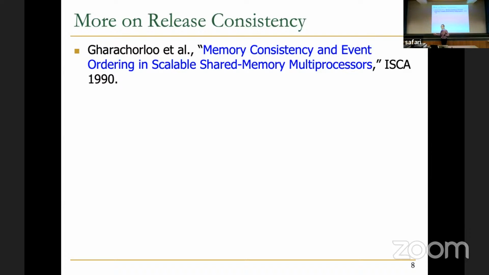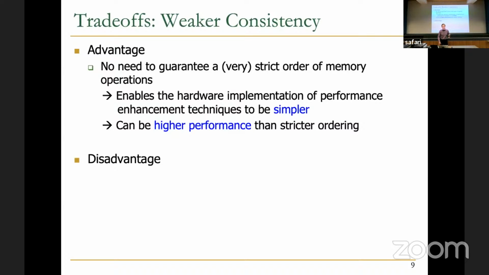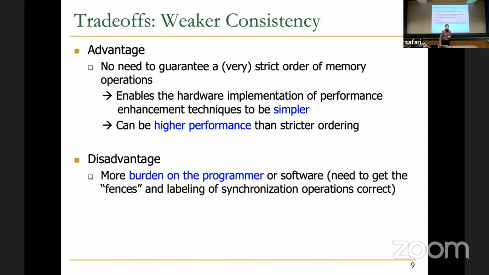If you actually miss a synchronization operation, then you have a problem, right? So that's why this is interesting, but it creates a trade-off now. Basically, with weaker consistency, there's no need to guarantee a very strict order of memory operations. As a result, it enables the hardware implementation of performance-enhancing techniques like out-of-order execution and caching to be simpler. And it can be higher performance than stricter ordering, as people have shown. But the disadvantage is it imposes a lot of burden on the programmer.